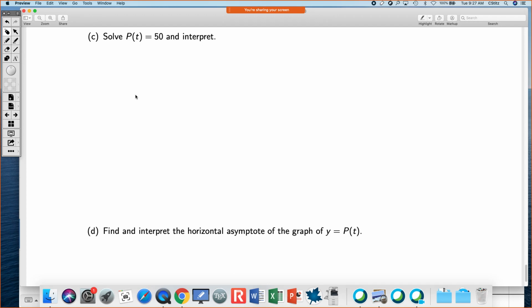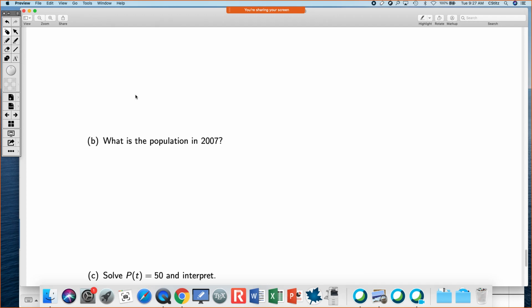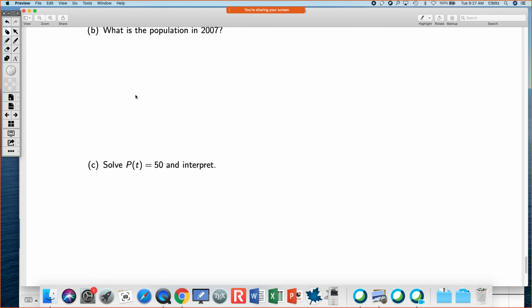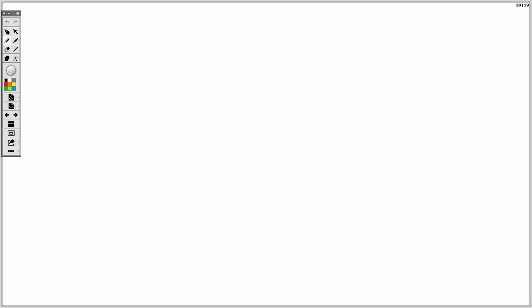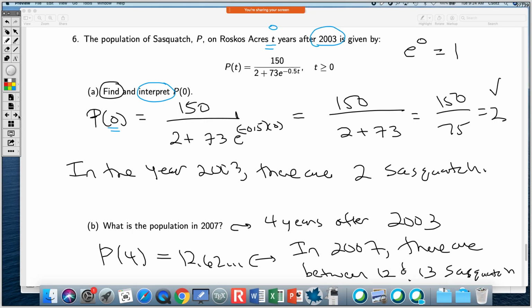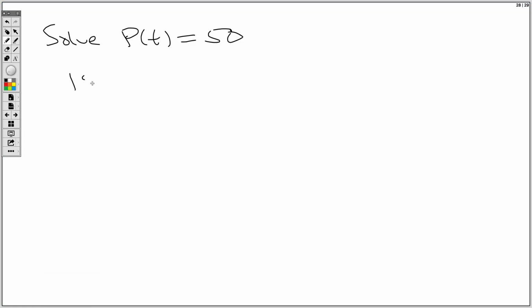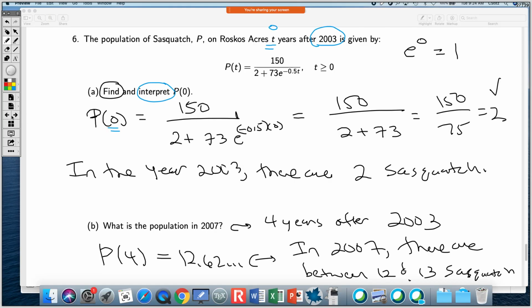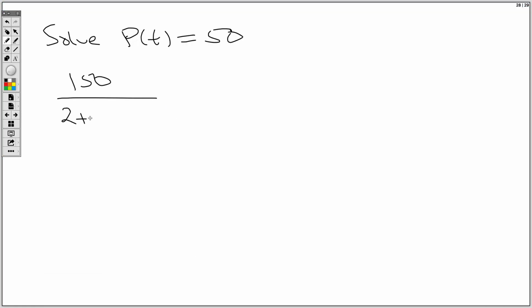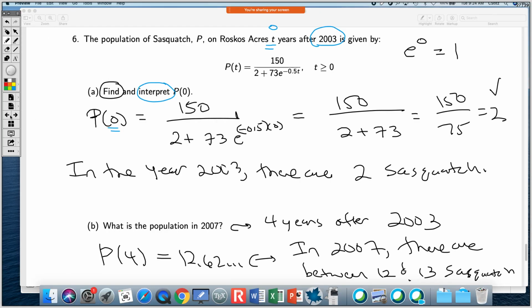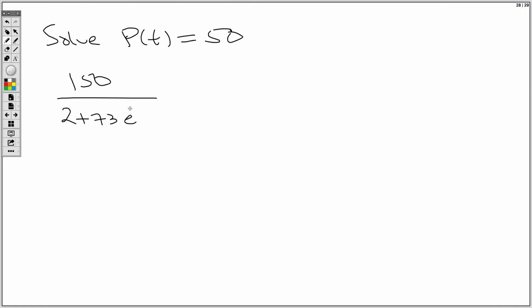Solve P of t equals 50 and interpret. Okay, so let's do that on another page here. Solve P of t equals 50. So P of t is 150 over 2 plus 73 e to the negative 0.5t. And that's 50.